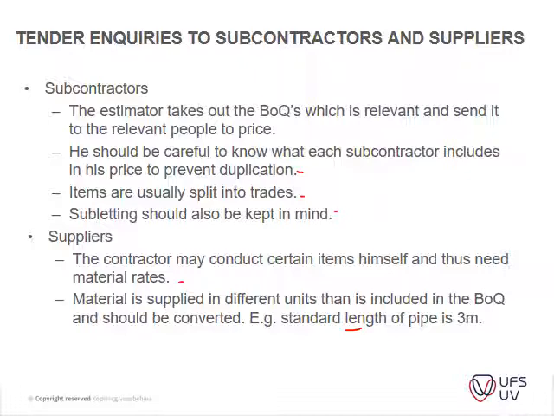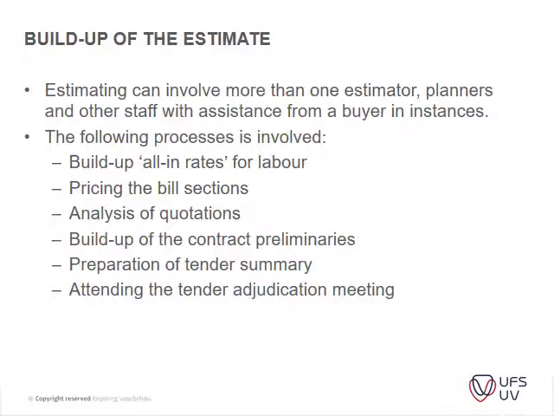So for instance, if you're ordering copper pipes for your plumbing installation, they will give you a rate per 3-meter sections, usually in how they are delivered. So you need to take that into account. So it has to be reverted back to the unit that was measured in the BOQ. Then you add your profit, wastage, etc. on top of that. Okay, so build up of your estimate.